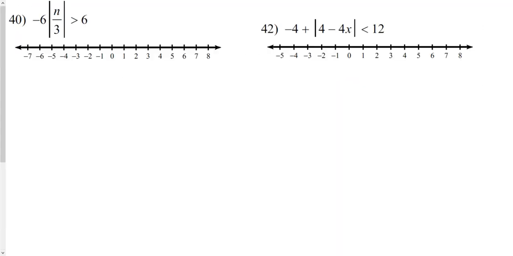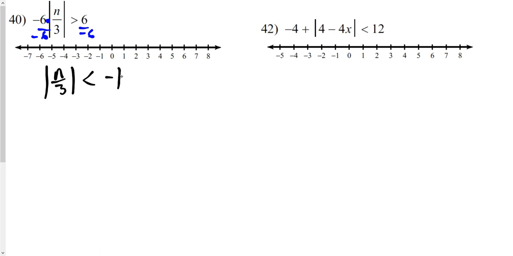And let's try a couple more here. Once again, we need to get absolute value by itself. Right now we are multiplying by a negative, so you'd have to divide both sides by negative 6. And we end up getting the absolute value of n over 3 less than negative 1.